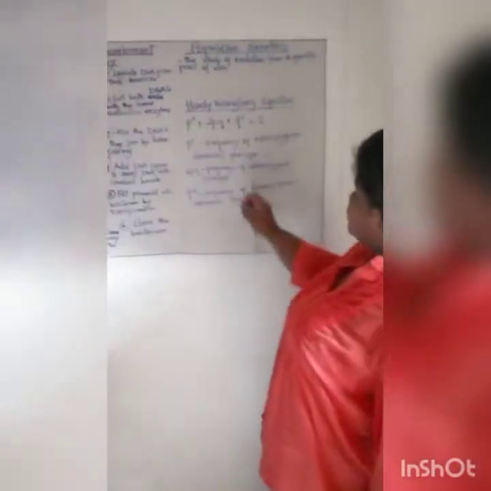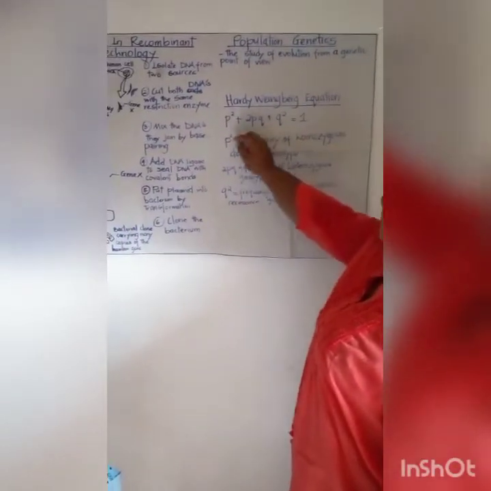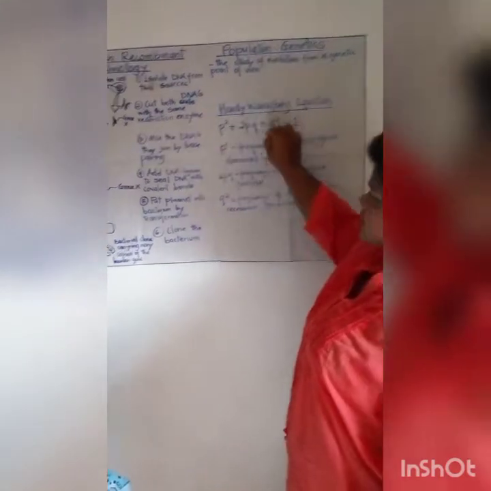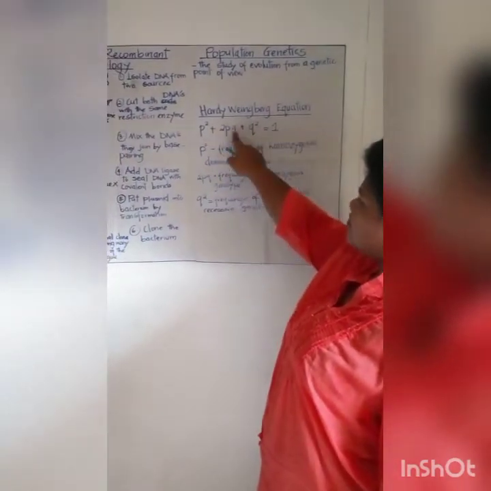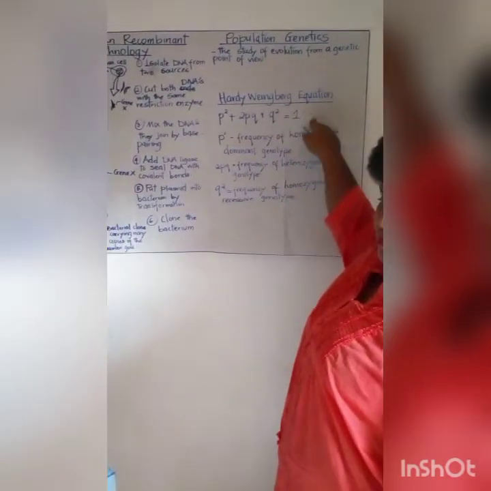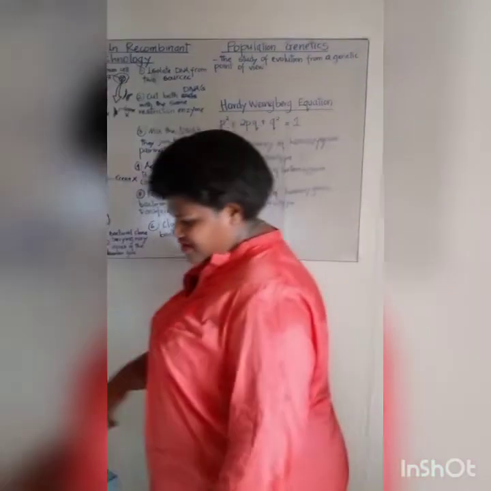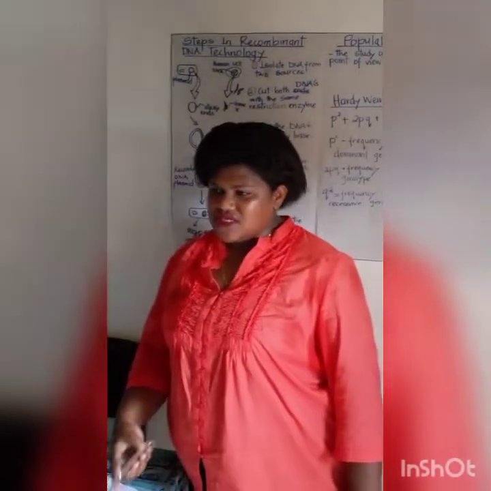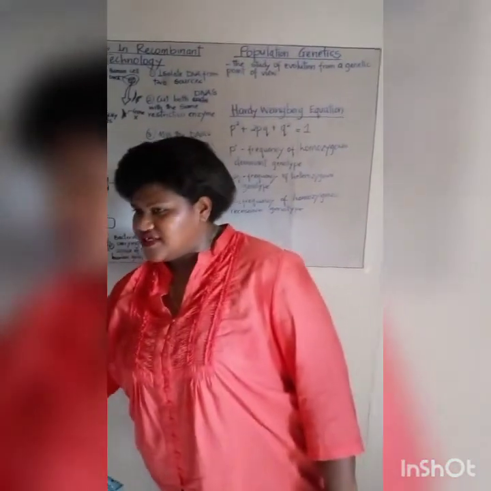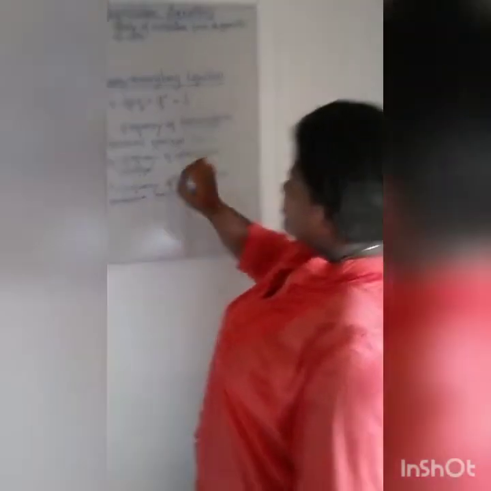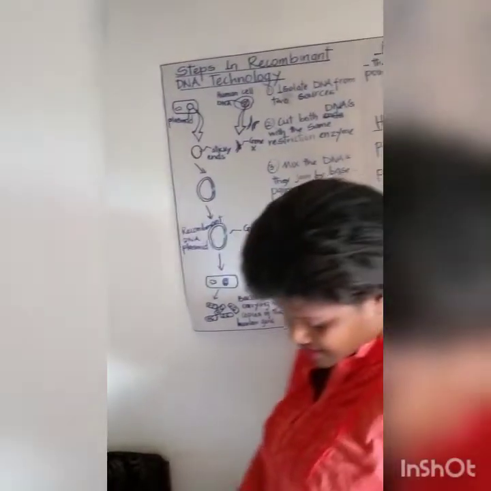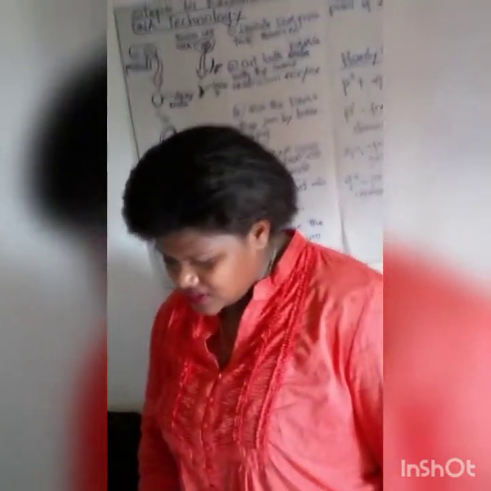So that's the explanation of this whole formula. p squared plus 2pq plus q squared will give you 1. I hope that you have understood that explanation. Isn't it, students? Have you understood? Yes, madam.